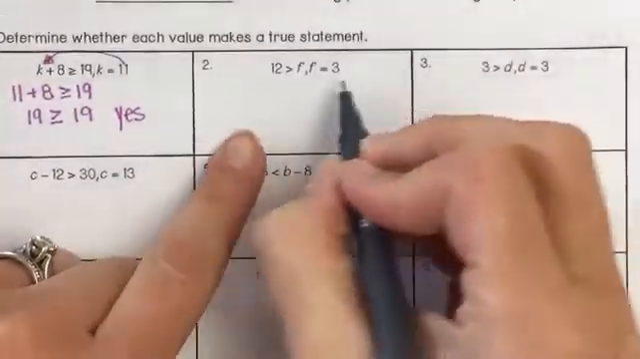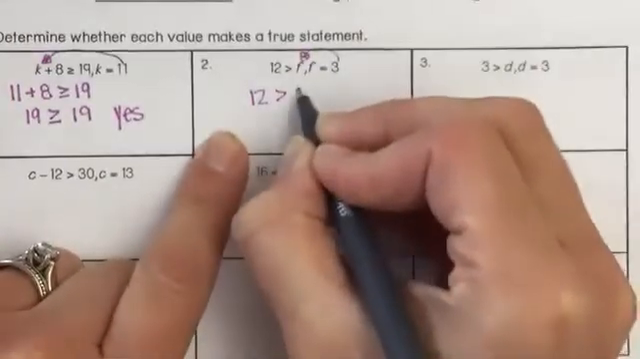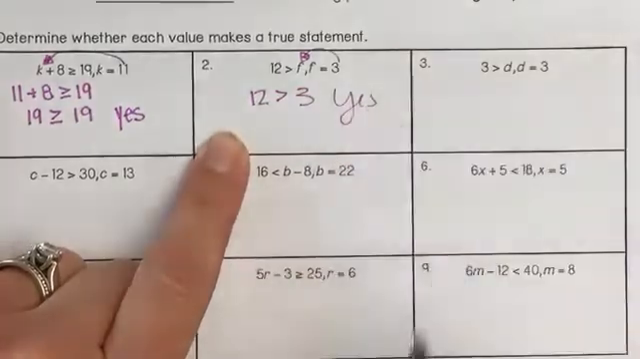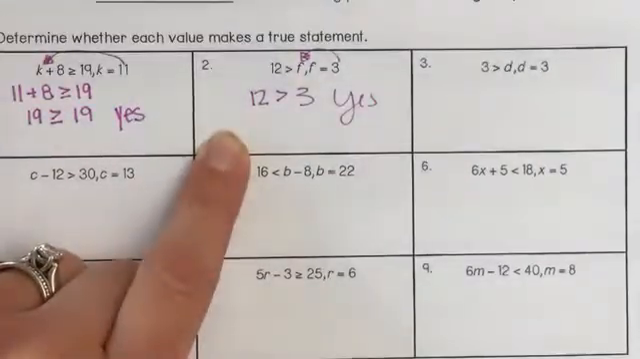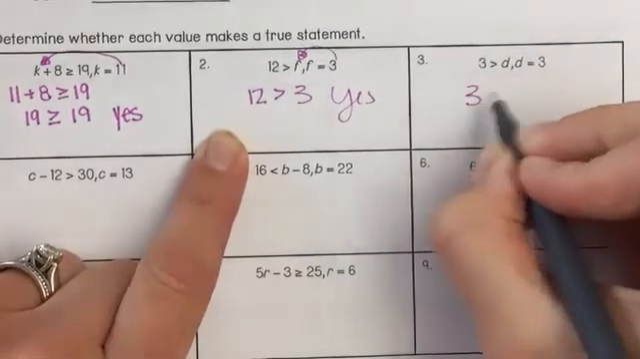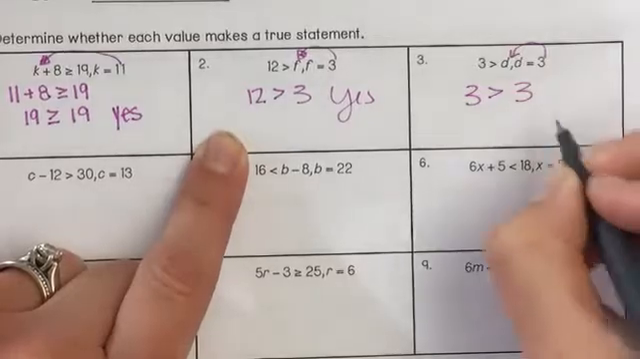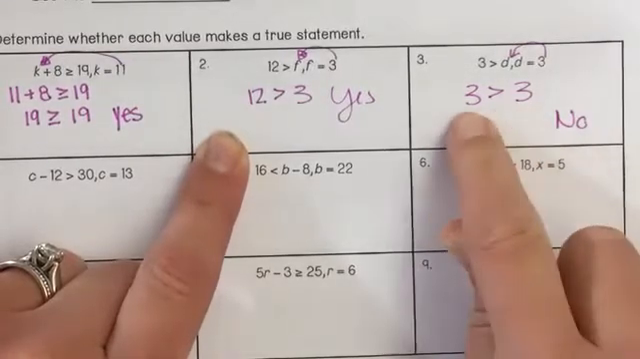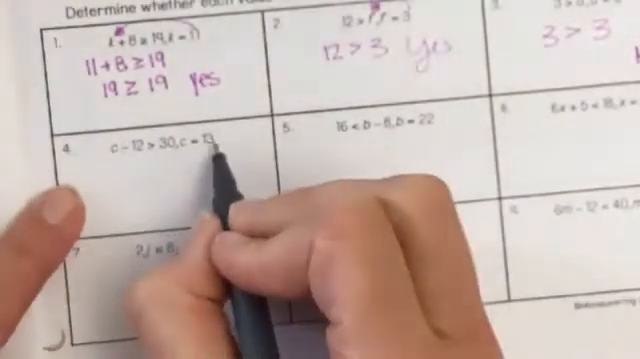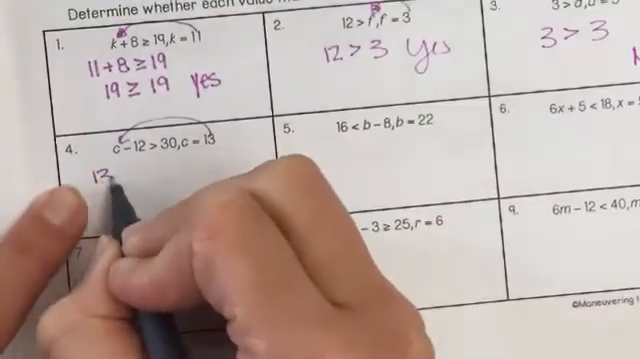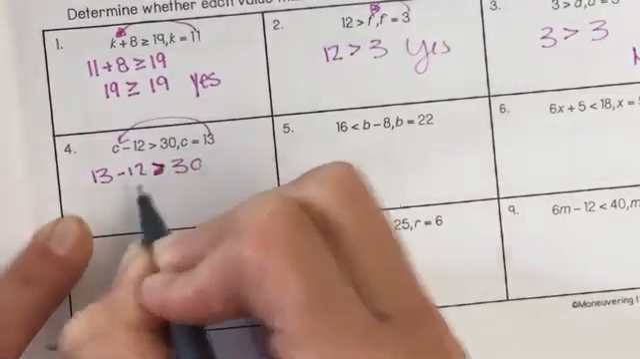Okay, so anyways, you can just go through, and we don't have to do all of these. I think you guys can get the idea pretty quick on how this is going to work. So is 12 greater than 3? Yes, 12 is greater than 3. So 3 made the statement true. Number 3, 3 is greater than 3. Is that true? No. 3 is not greater than 3, it's just equal to. So 3 does not make it true. If you put 13 in, 13 minus 12, oops, sorry, there's no line underneath that one. 13 minus 12 is 1.